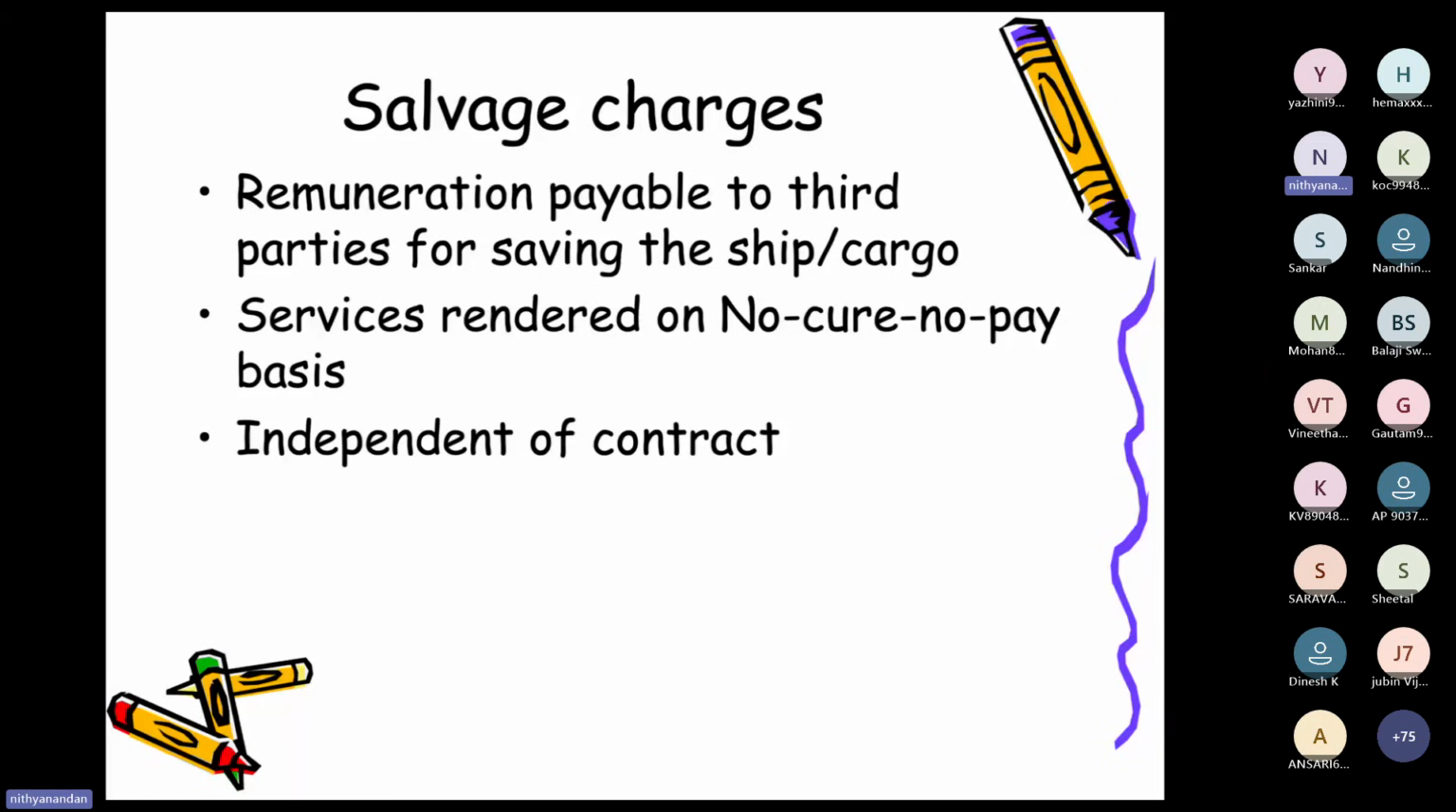So these two keywords you should remember to define the salvage charges. Salvage charges are incurred by the salvage association to save a ship which is in peril. If they save the ship, they will get the payment. If they are not able, they will not get the payment. And they are doing this service independent of any contract. So independent of contract and no cure, no pay. These are the two keywords to define salvage charges. Whenever you see these two keywords, you directly tick salvage charges. Okay. Particular charges.